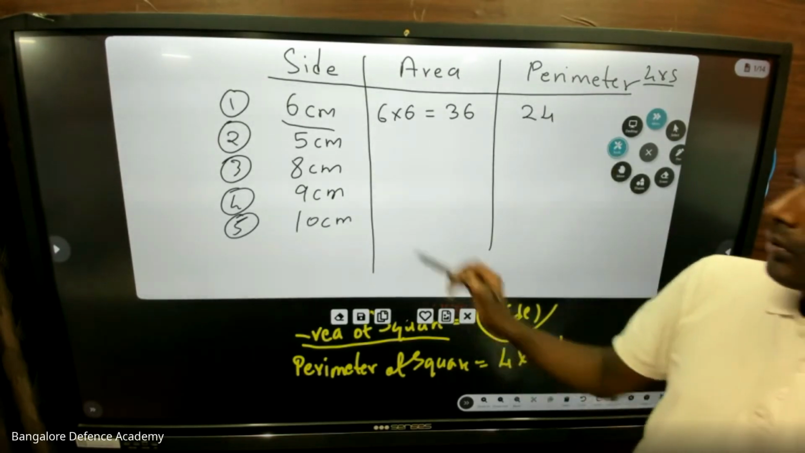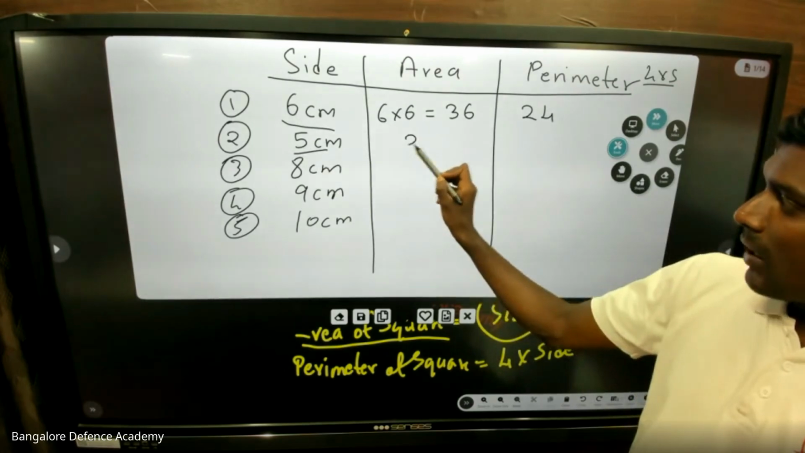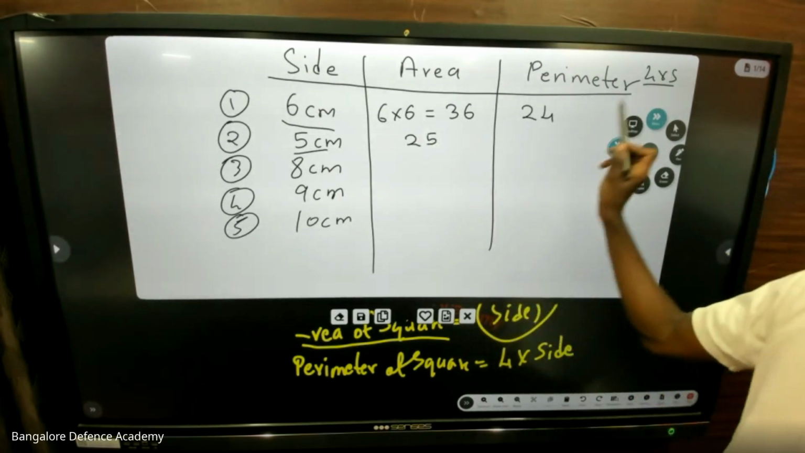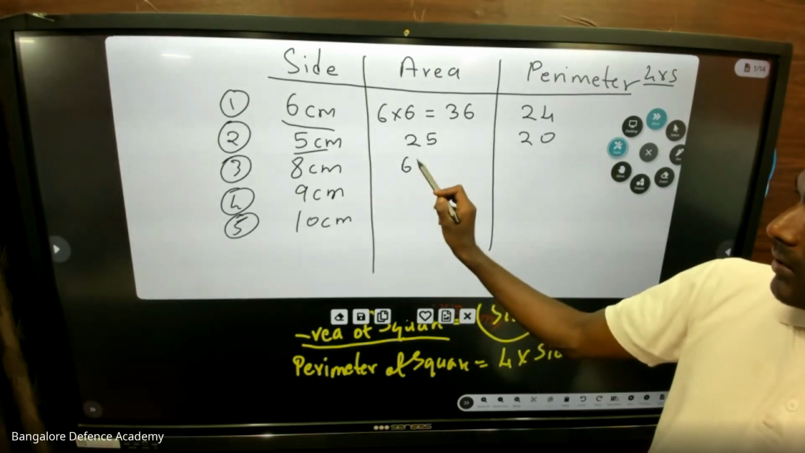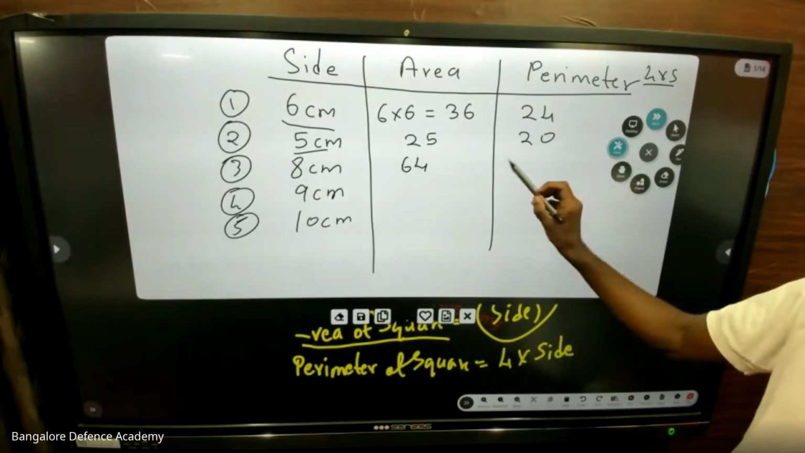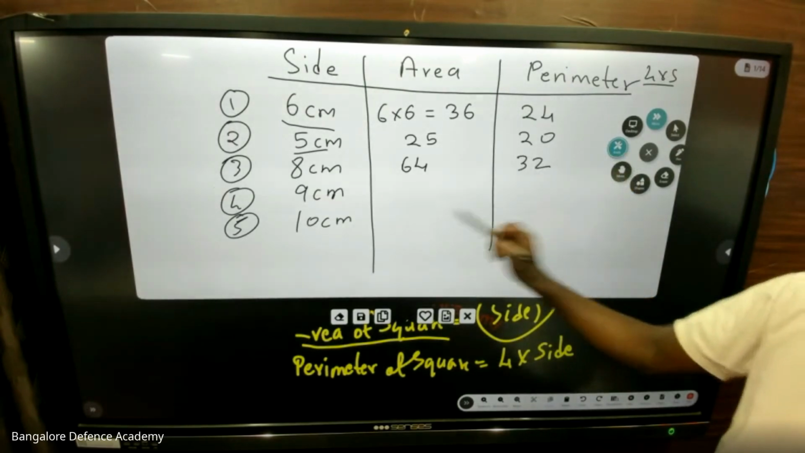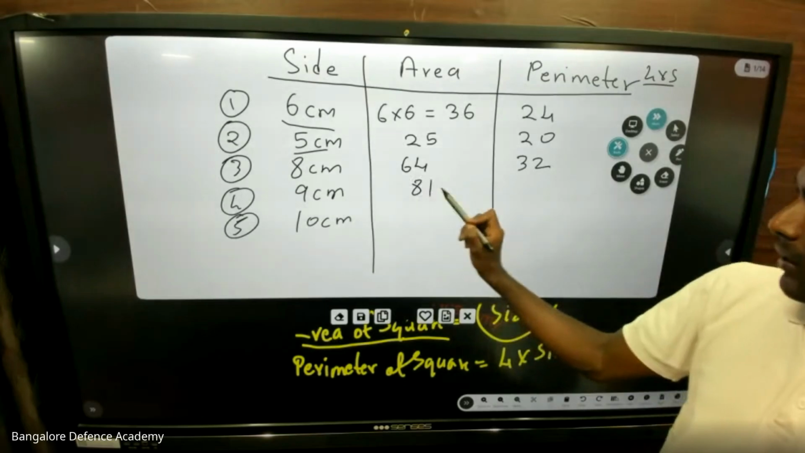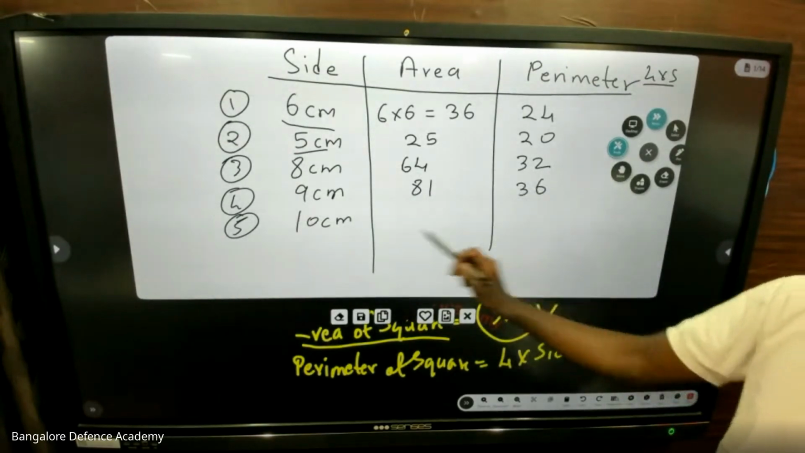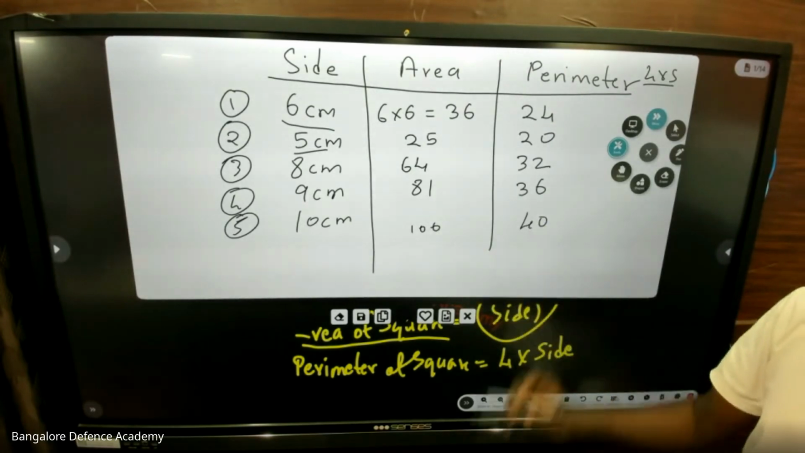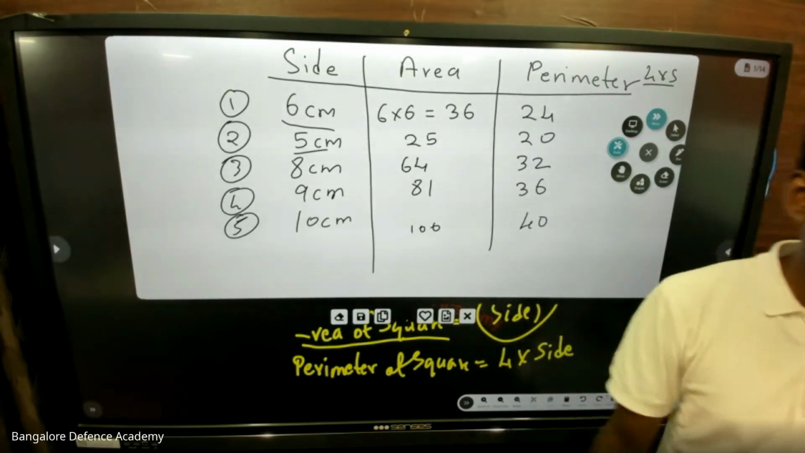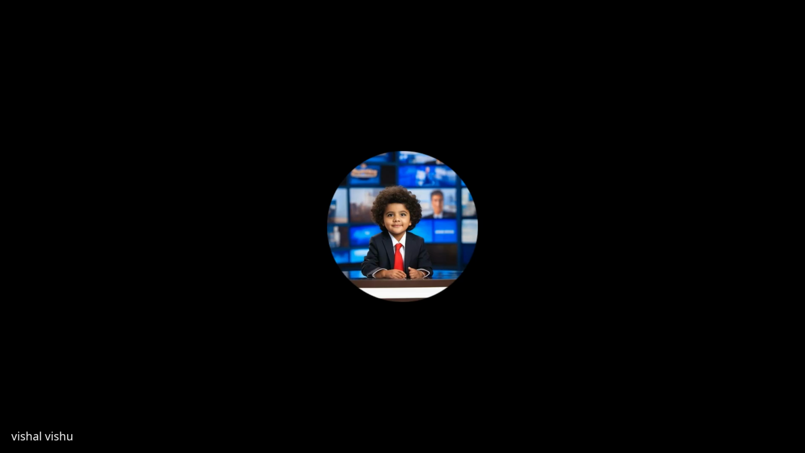24. Now here, 5 into 5, I am getting 25. Now 4 into 5, 20. Now 8 into 8, 64. Now 8 into 4, 32. Now 9 into 9, 81. 9 into 4, 36. 10 into 10, 100. And 4 into 10, 40. Everyone got right answers? Yes, sir. Okay, good.